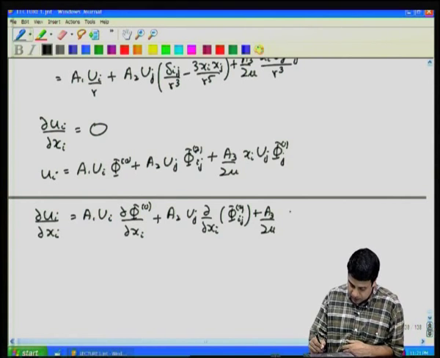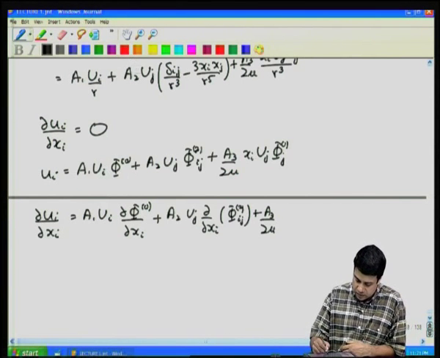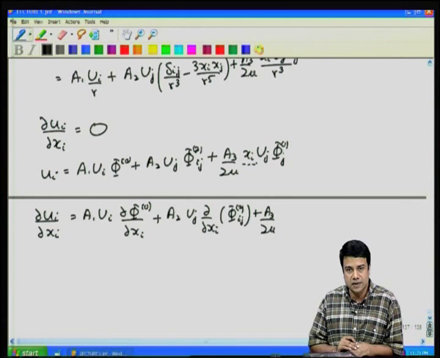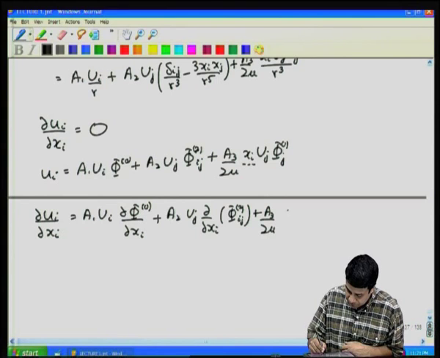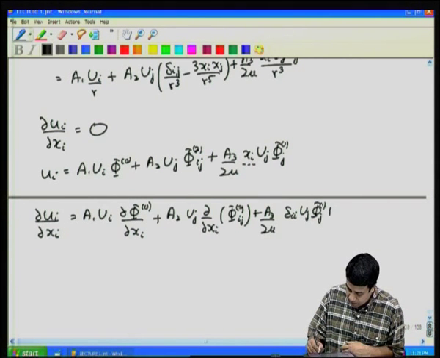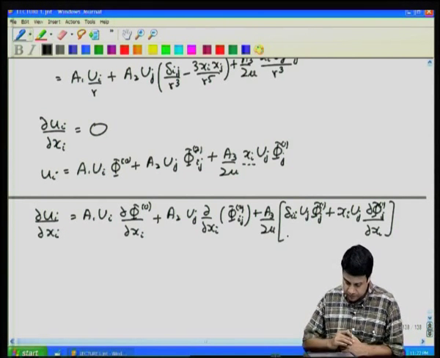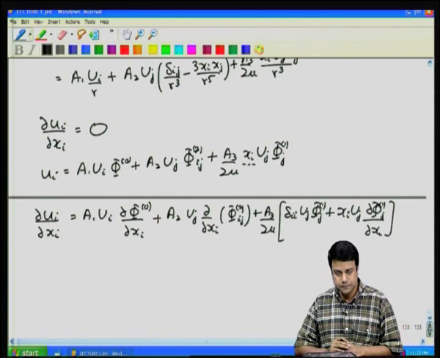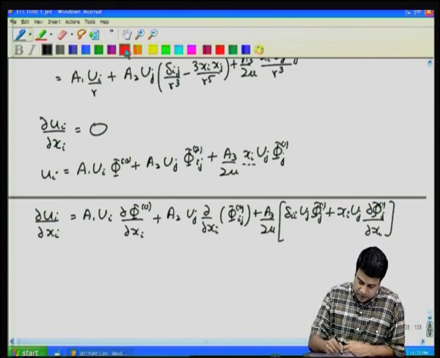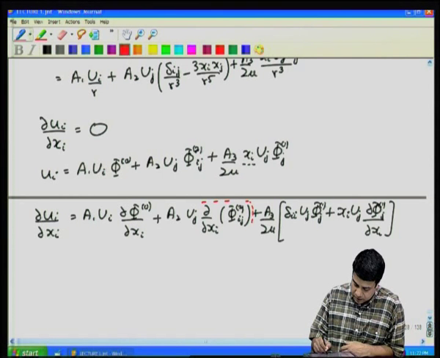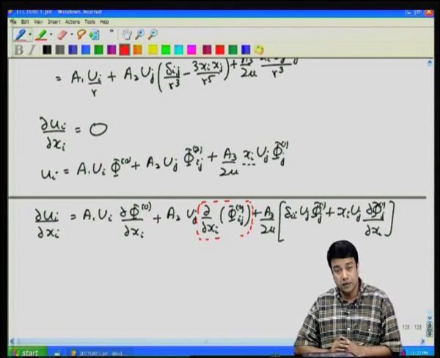So, the first term is I take partial by partial x i of this x i there, partial x i by partial x i is just delta ii. So, I will get u j phi 1 j plus x i u j partial phi 1 j by partial x i. This term is identically equal to 0.